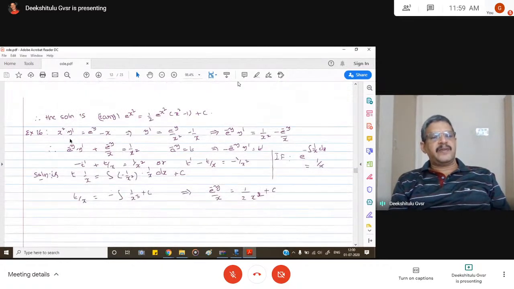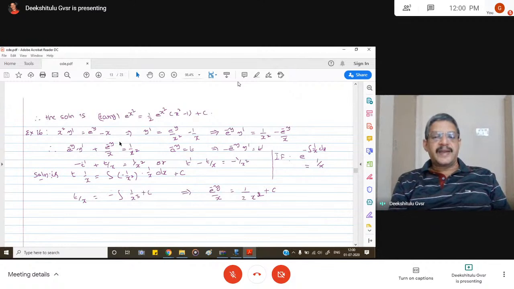And the example: x square y dash is equal to e power y minus x. So divide throughout by x square: y dash is equal to e power y by x square minus 1 by x. Or else, e power minus y into y dash is equal to 1 by x square minus e power minus y by x. So bring it to the side: e power minus y into y dash plus e power minus y by x is equal to 1 by x square. So put e power minus y is equal to t, so minus e power minus y dy is t dash.